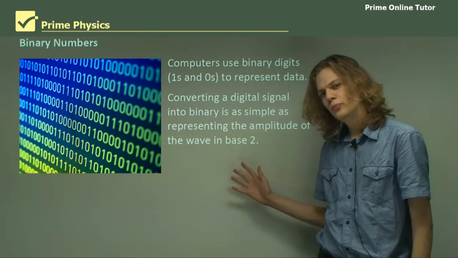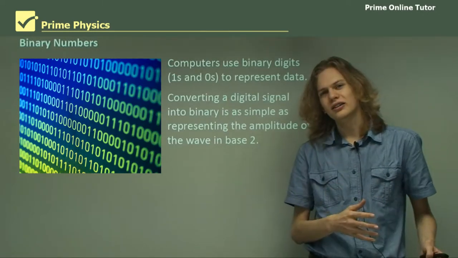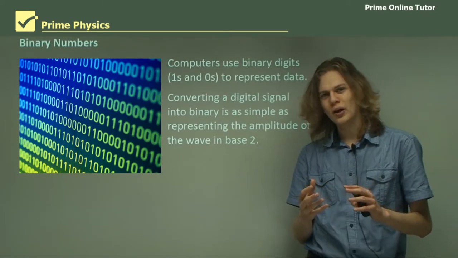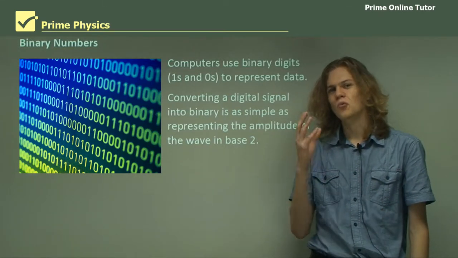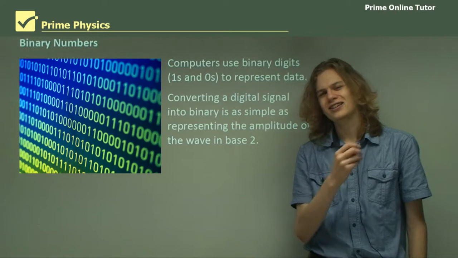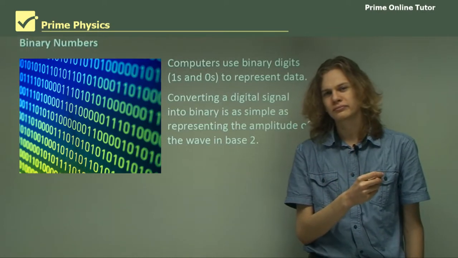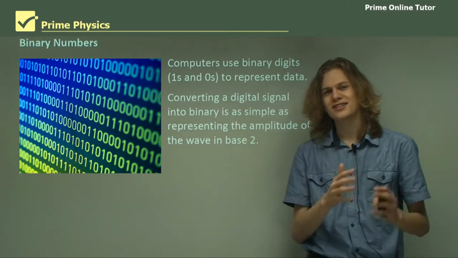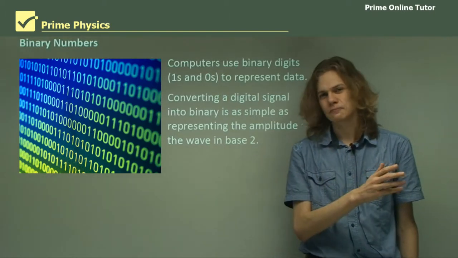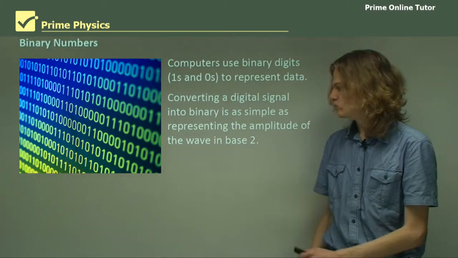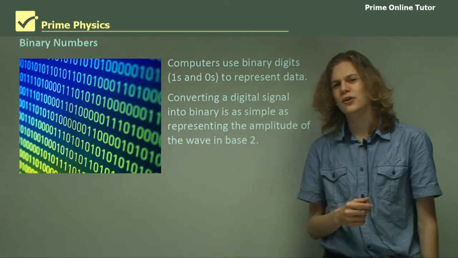In base 2, we start counting until we get up to 2, and then 2 is the first two digit number. So then we'll have a 1 in the twos column and a 0 in the ones column. Instead of going ones, tens, hundreds, thousands, we go ones, twos, fours, eights, going up by factors of 2 instead of factors of 10.